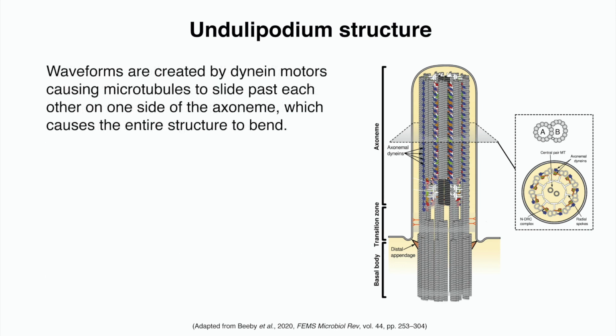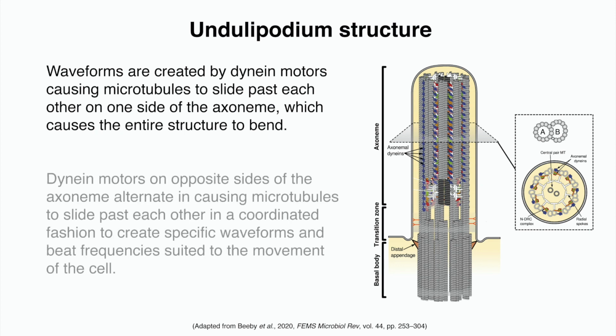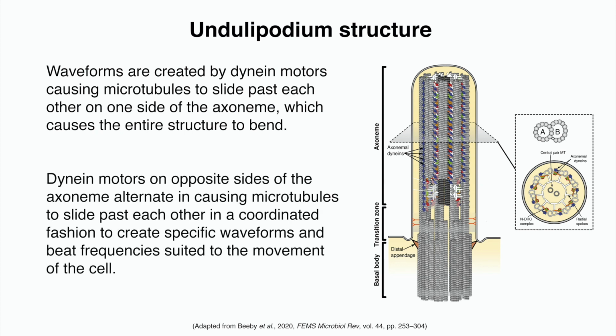Waveforms are created by dynein motors causing microtubules to slide past each other on one side of the axoneme, which causes the entire structure to bend. Dynein motors on opposite sides of the axoneme alternate in causing microtubules to slide past each other in a coordinated fashion to create specific waveforms and beat frequencies suited to the movement of the cell.